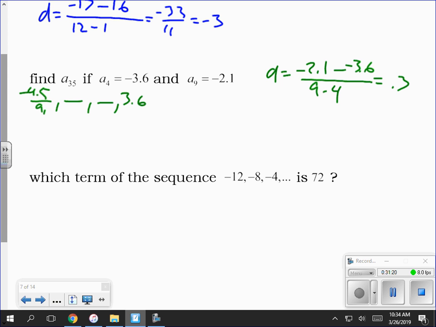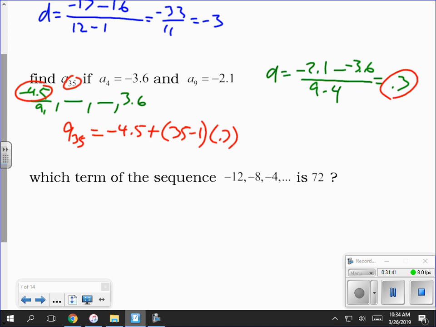And then I plug in N, A sub 1, and D. So I get A sub 35 is equal to negative 4.5 plus 35 minus 1 times 0.3. And I get 5.7.